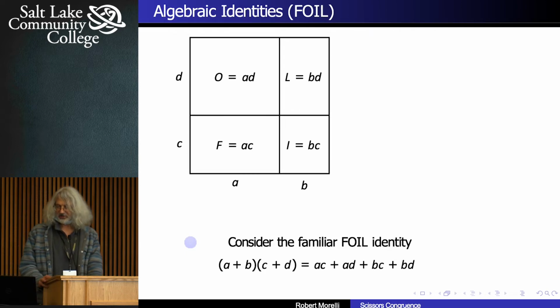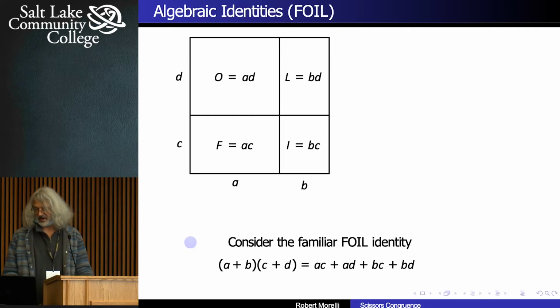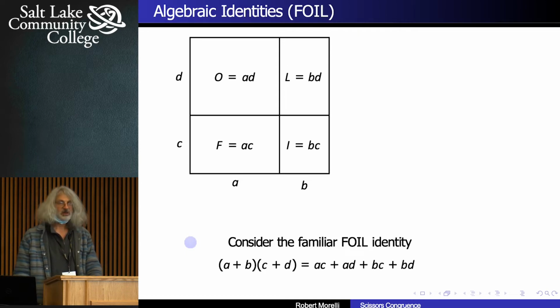I've illustrated one of the most basic principles in algebra, FOIL. If you multiply two binomial expressions together, you get 4 terms. The first term is usually designated F because it's from the first of each of the pairs. And then you have O, I, and L. F is A times C, and it's the area of the lower left subdivision of this rectangle. O is A times D, the outer terms. That's the upper left.